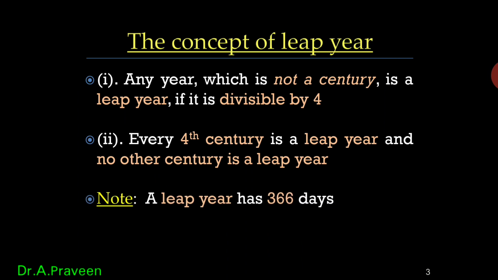Note, a leap year has 366 days and an ordinary year has 365 days. In a leap year, the month of February will have 29 days.